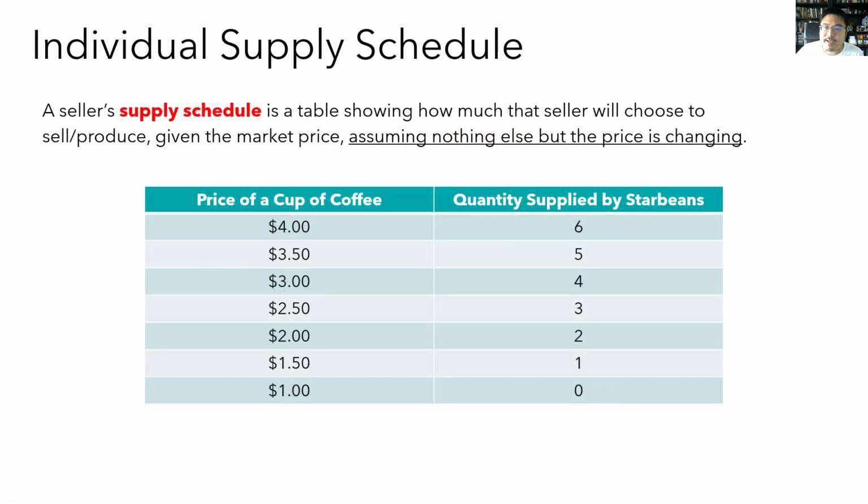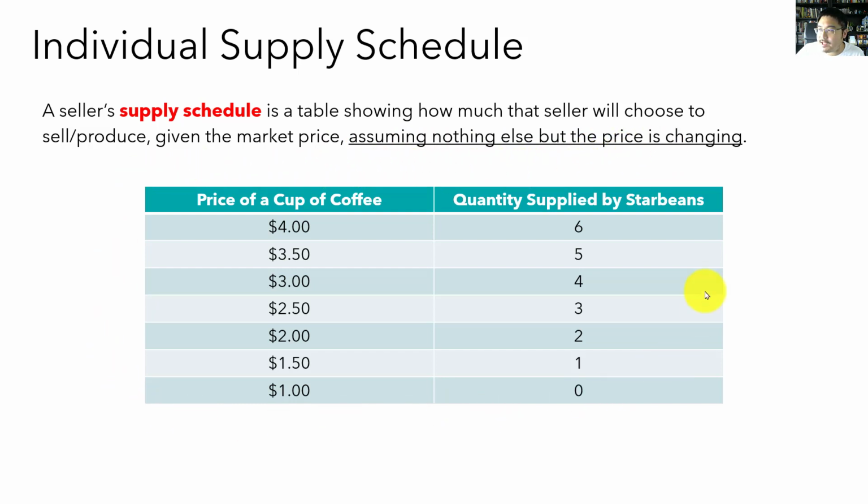Okay, so that was demand. Now let's talk about supply. And we're going to start by talking about a supplier's individual supply schedule, right? So a seller's individual supply schedule is a table showing how much that seller is going to choose to sell or produce given the market price. And again, Ceteris Paribus, assuming nothing else but the price is changing.